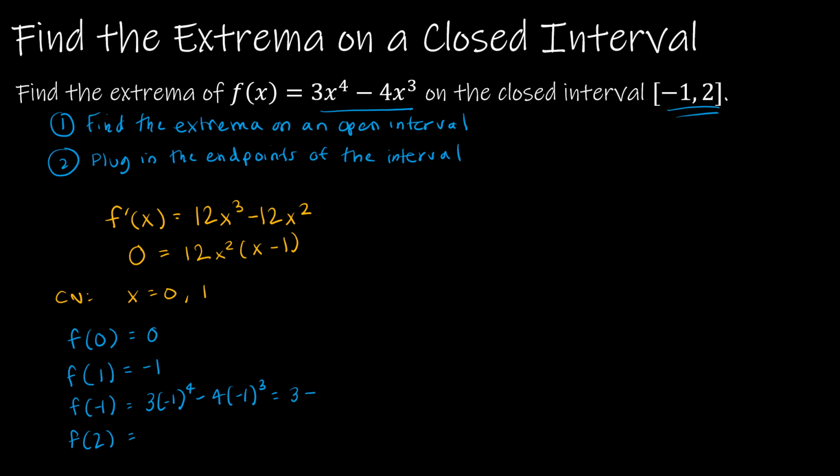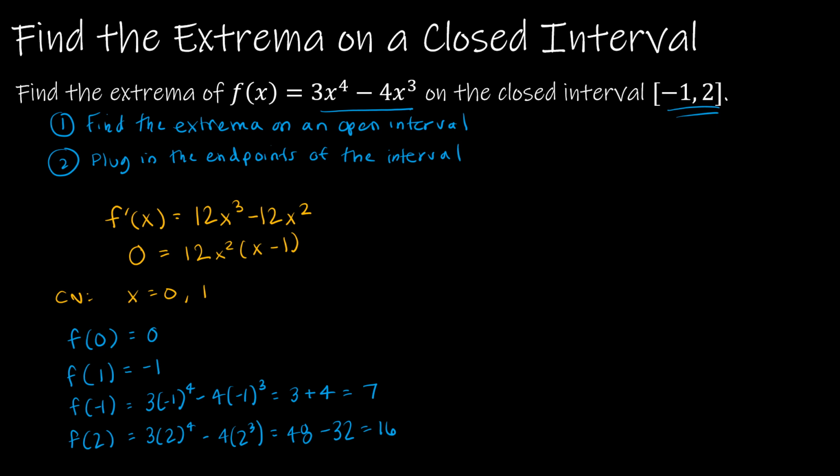And then that's minus, actually plus 4, because it's minus a -4. So that gives me 7. So I can see that I have a new max unless f of 2 is greater than that. So 3 times 2 to the 4th minus 4 times 2 to the 3rd. 2 to the 4th is 16 times 3 is 48. 2 to the 3rd is 8 times 4 is 32. If I subtract, I get 16.